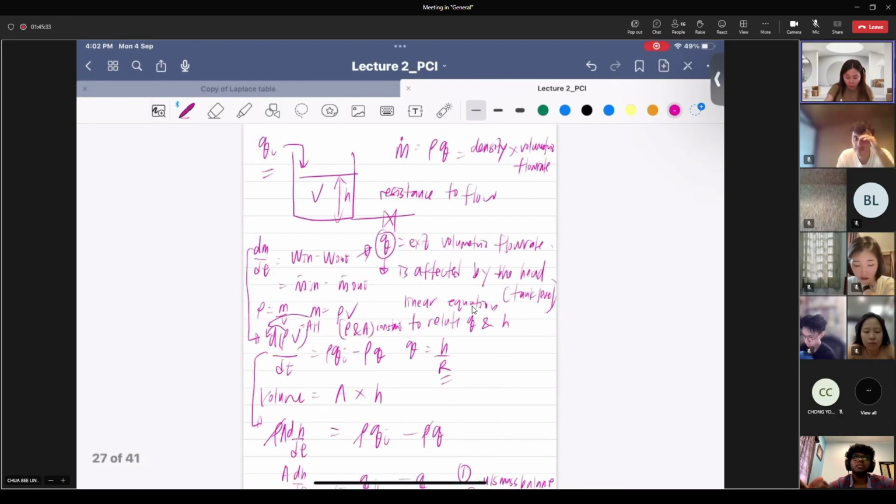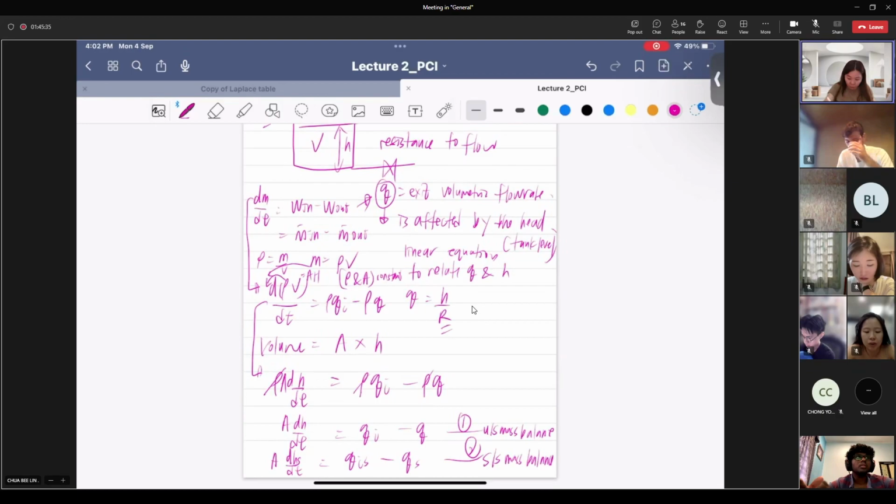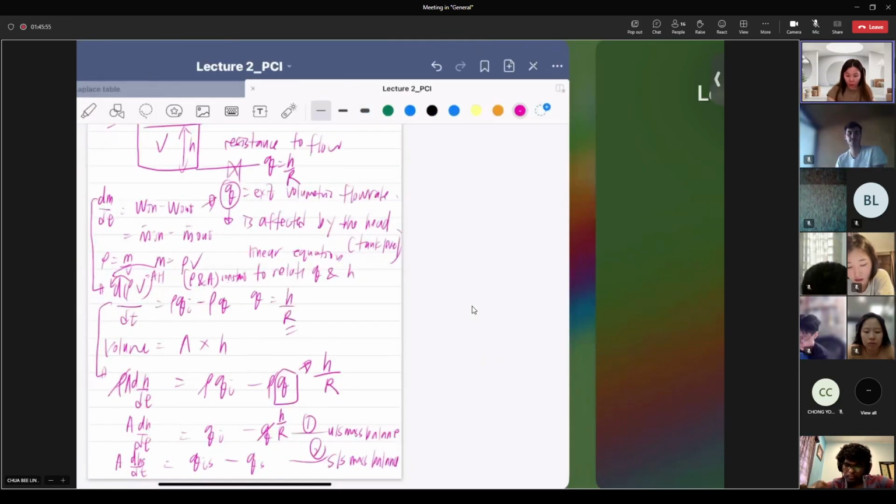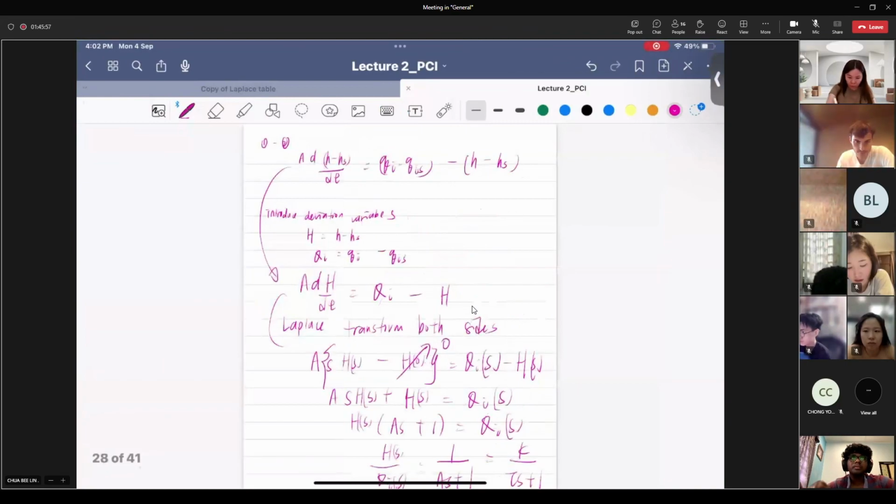Okay, go back to the previous. We have to substitute this one equivalent to H over the R. So I do not erase anything, just a correction. So this one will be H over the R, because we have derived the Q equals H over the R. Okay, so then I go to the next page.